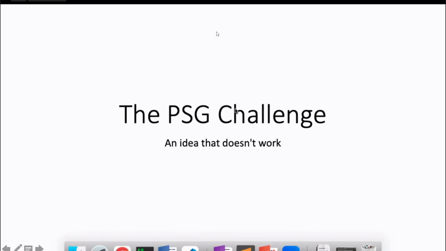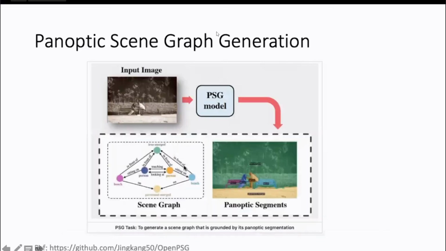Okay. Hello, everyone. Today, I'm going to share with you an idea that looked good but failed in the PSG challenge. The panoptic scene graph generation task aims to interpret a complex scene image with a scene graph representation, with each node in the scene graph grounded by its pixel-accurate segmentation mask in the image.